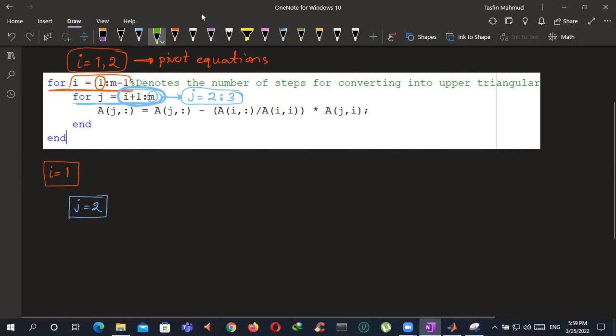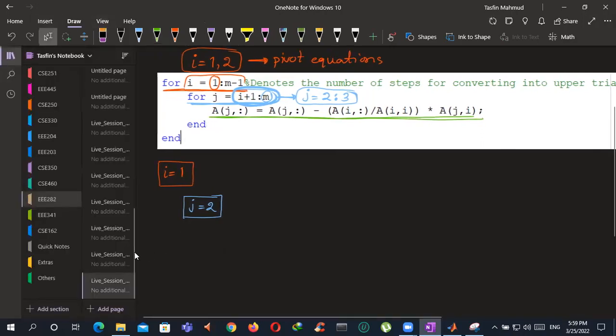So inside this line, we are writing this thing. So what is this thing actually doing? This line is actually doing 2 steps.